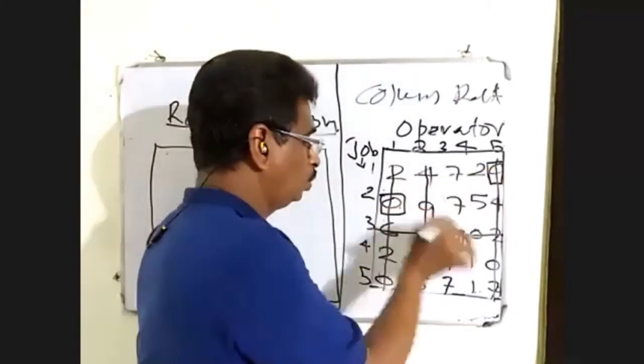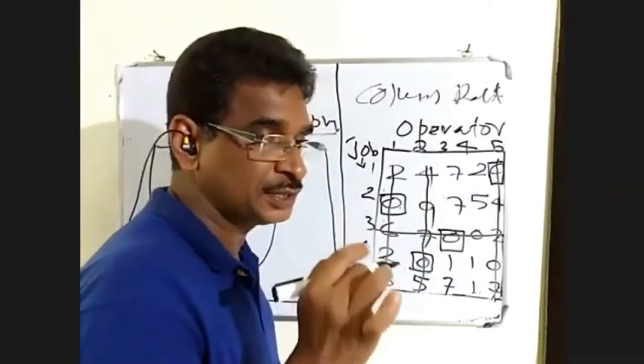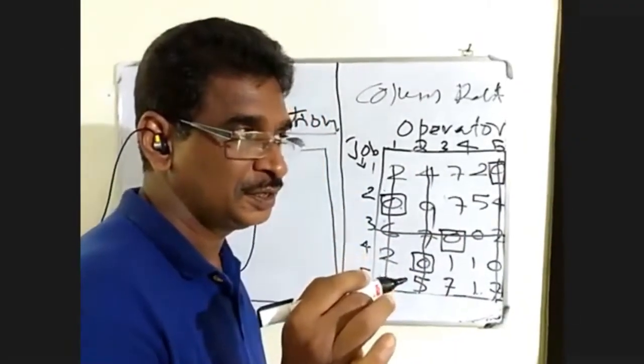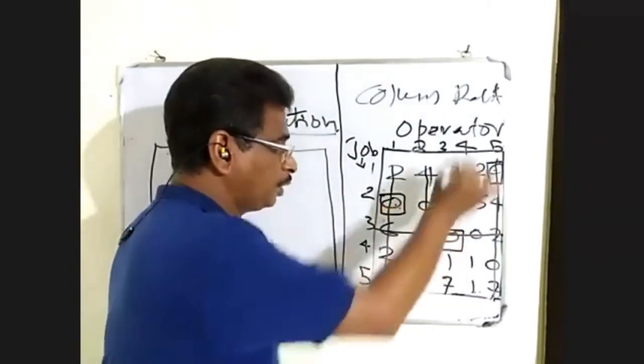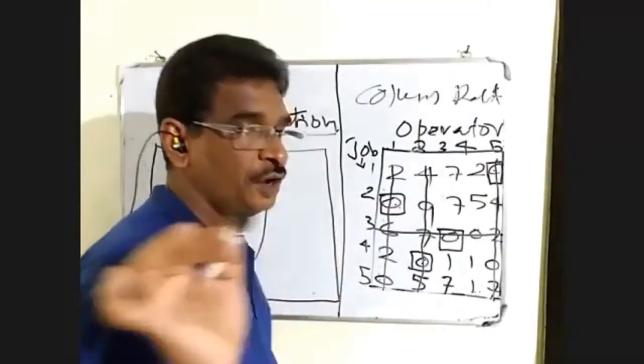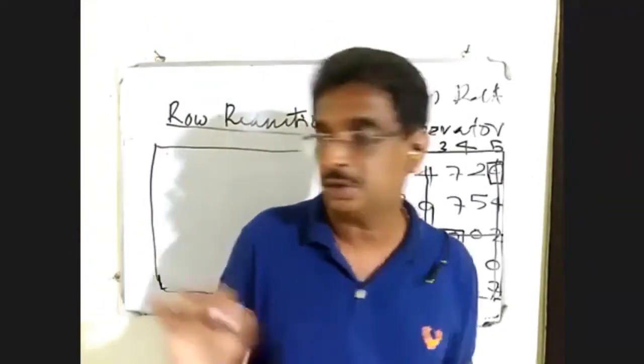1, 2, 3, 4. Is it correct? No. Number of squares marked is 4. How many rows are there? Five rows are there. So it is not equal.